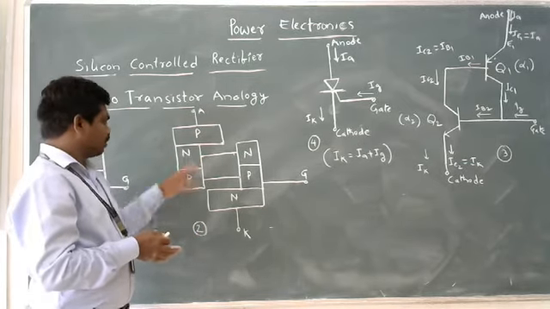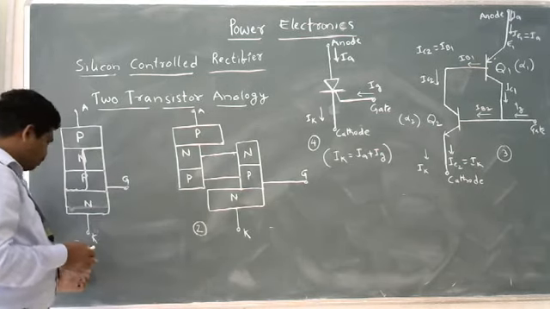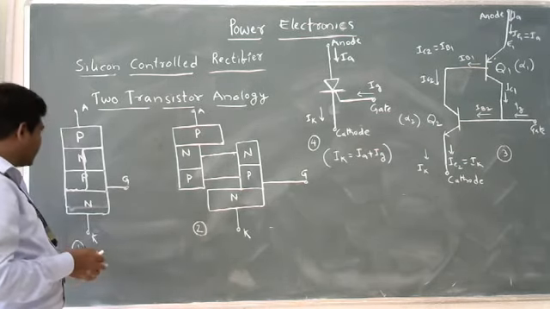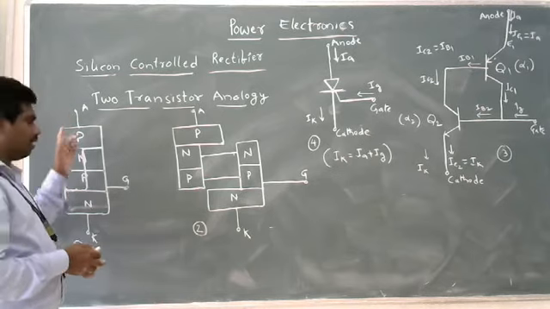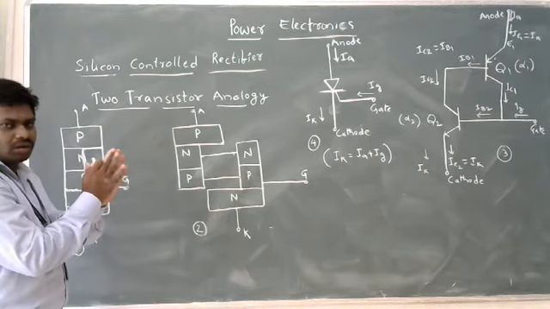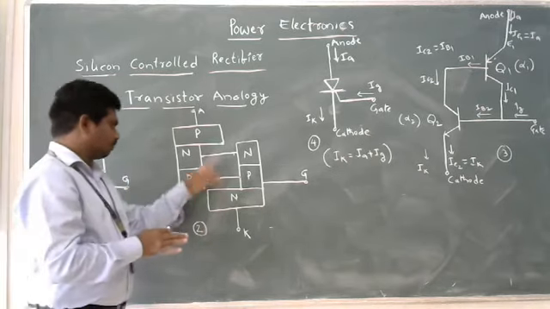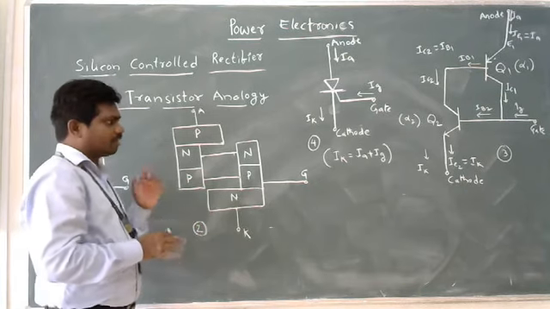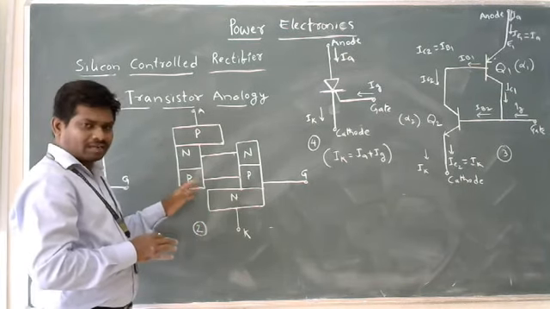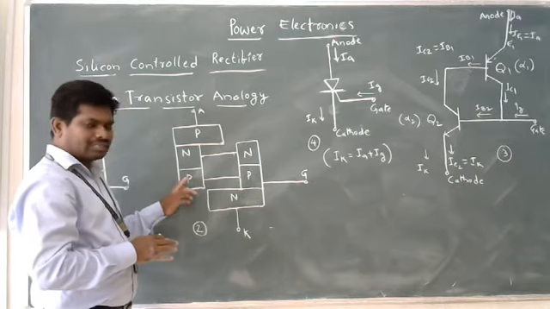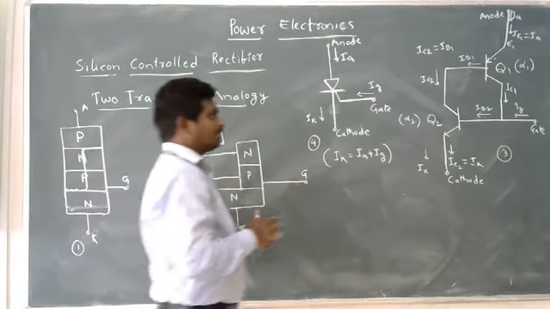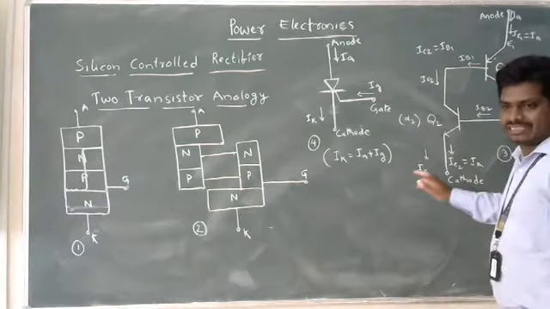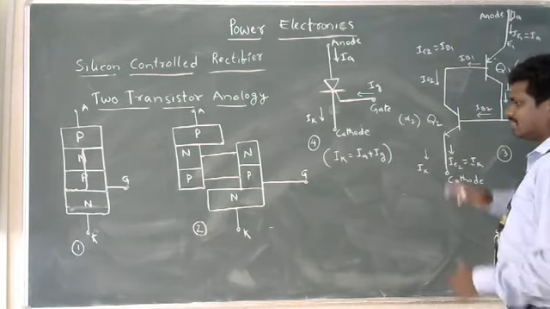Look at this. This is figure number 1 and figure number 2. Figure number 1 indicates the structure of the SCR. When this structure is divided into two parts, it becomes like this. This is figure number 2. Next, I am analyzing this circuit with the help of the transistor model. This is my transistor model.